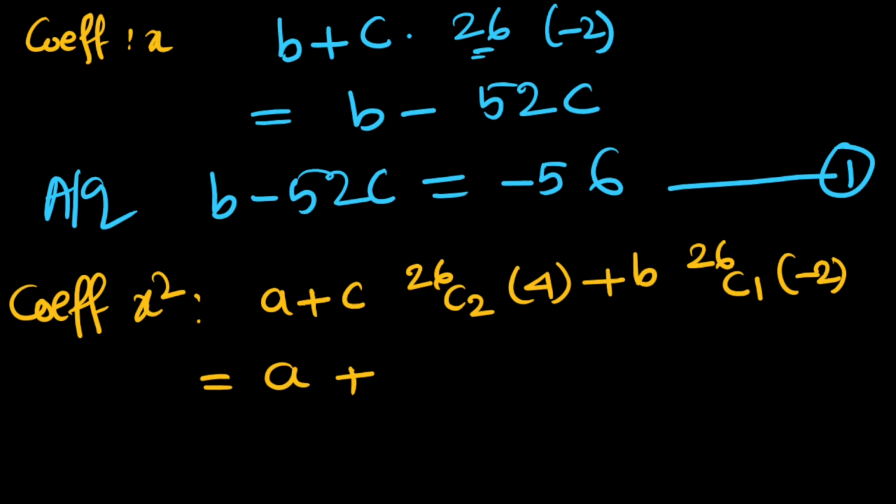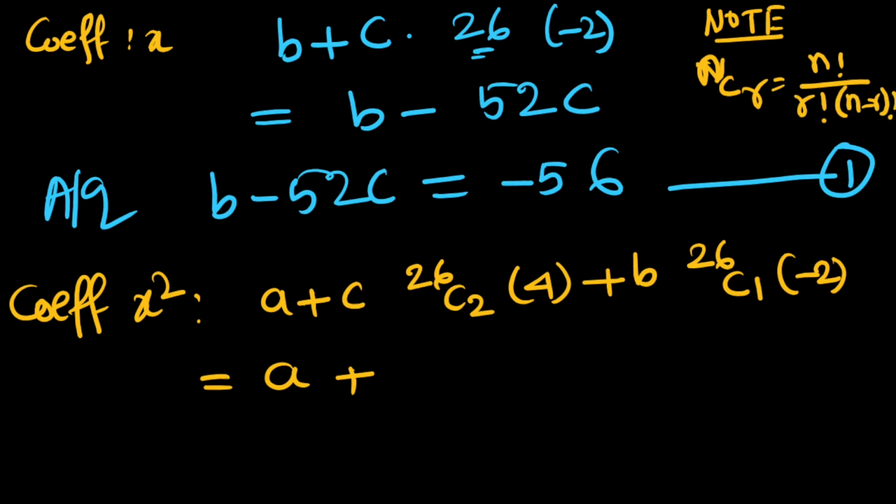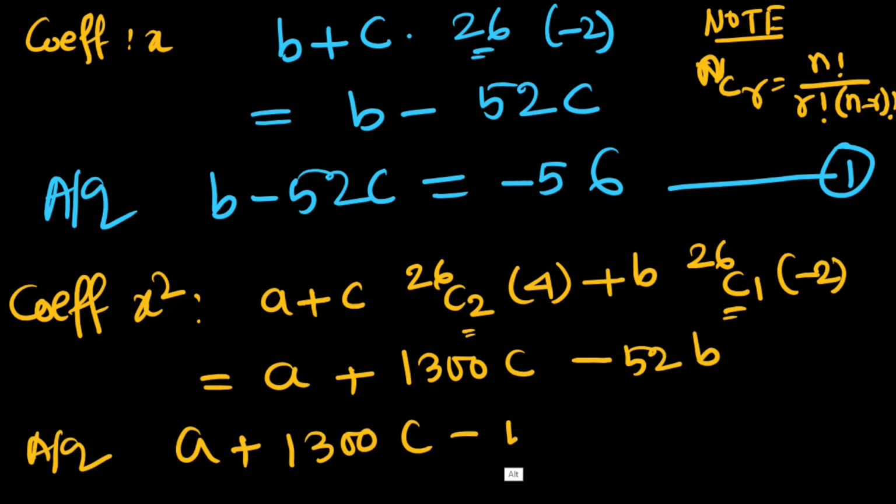Let us calculate this. 26c2 we calculate using the formula nCr is equal to n factorial over r factorial into (n minus r) factorial. Use this formula here and here, then we get the total expression: a plus 1300c minus 52b. Now according to the question, a plus 1300c minus 52b is equal to 0. It is given, so numbering it 2.